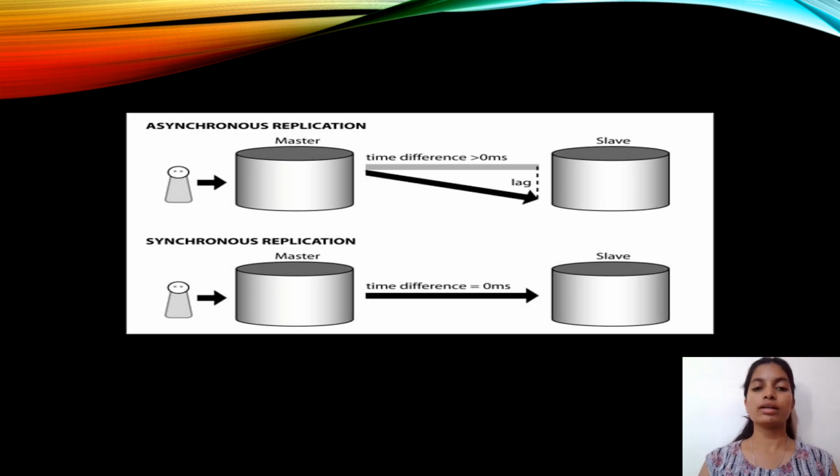So here the diagram clearly shows you the asynchronous replication and synchronous replication. In asynchronous replication there is a slight lag from the master to the slave, and in synchronous replication there is no lag.